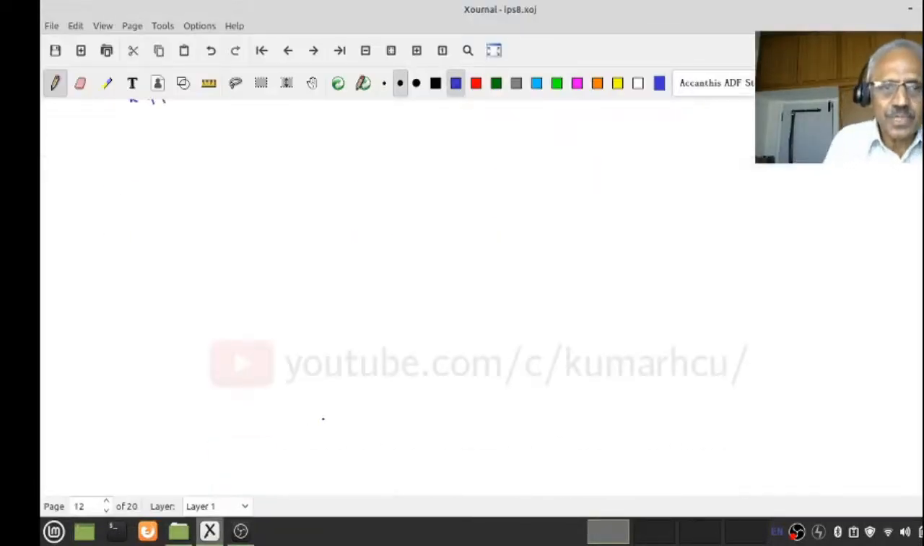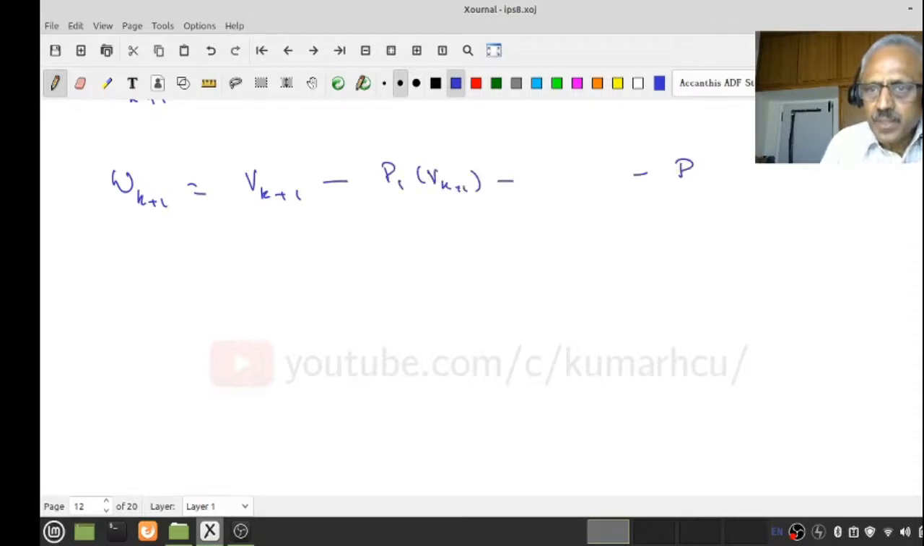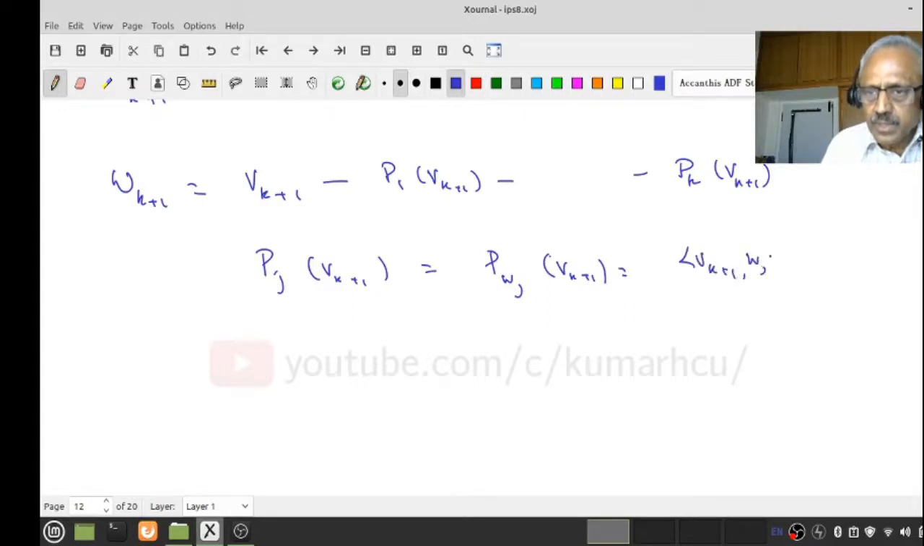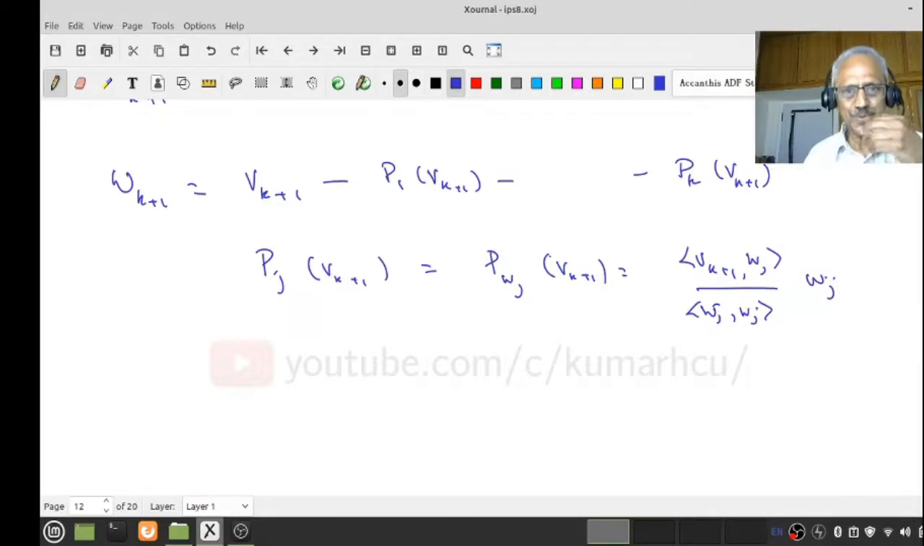So how do I construct? wk plus 1 is vk plus 1 minus p1 of vk plus 1, and so on, minus pk of vk plus 1, where pj of vk plus 1 is nothing other than the projection onto wj of vk plus 1, that is, inner product of vk plus 1 and wj, divided by inner product of wj and wj, times wj. You see that? If you do such things, it becomes automatic. You don't have to remember. Is that clear?